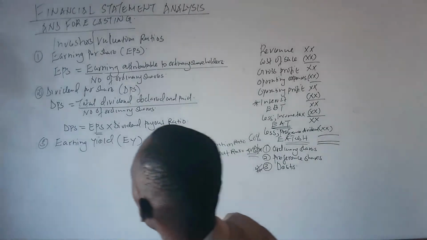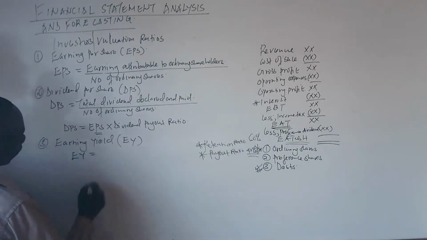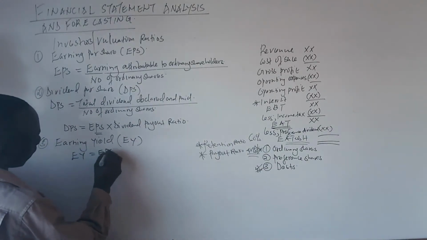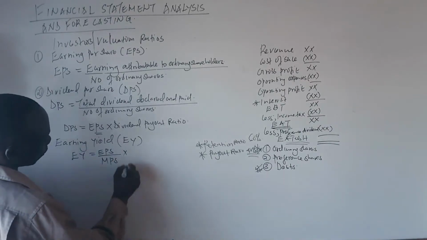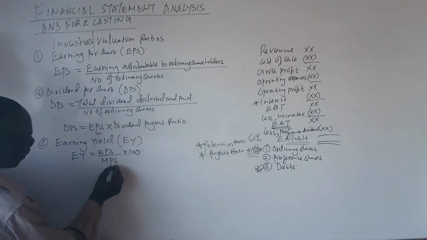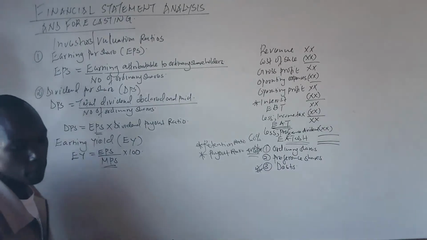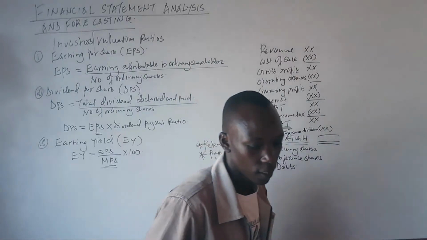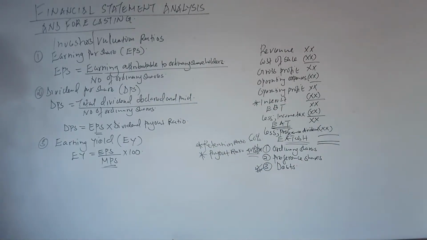And how are you going to get the earnings yield? For you to get the earnings yield, you are going to take the earnings per share, then you divide by the MPS, and then you multiply by what? By 100. Remember, when we talk about the MPS, this is the market price per share.